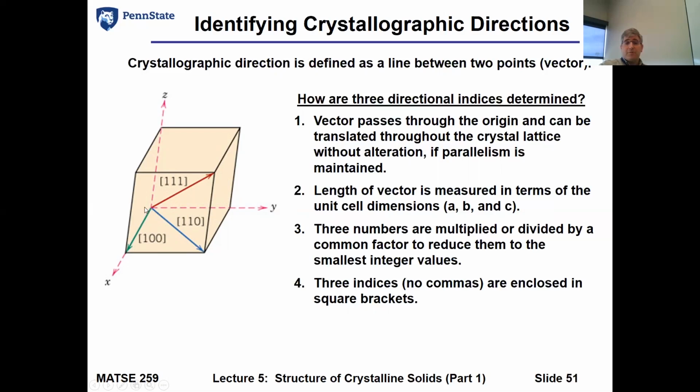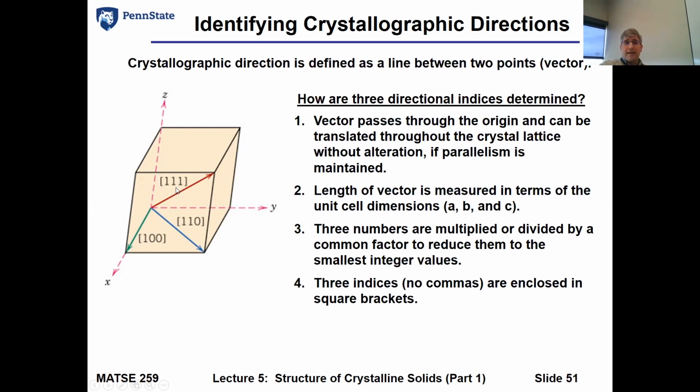But in this case, what we're really interested in is, let's start at the origin. So all vectors will pass through the origin, and they will continue through the crystal lattice. Length of the vector, same as we talked about before. It's in terms of the unit cell dimensions. But in this case, each of the numbers is multiplied by a common factor. There are no commas, but directions are enclosed by square brackets, as we see here.